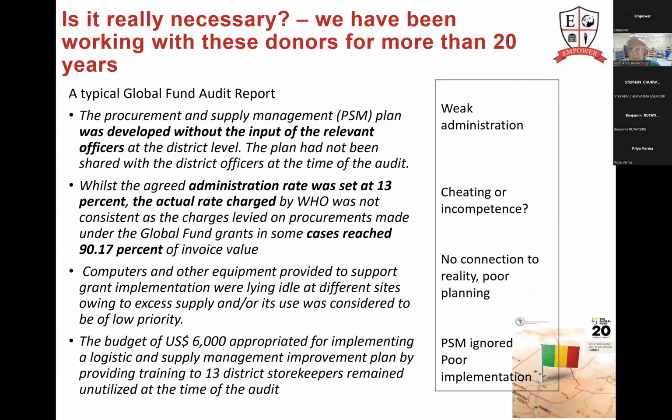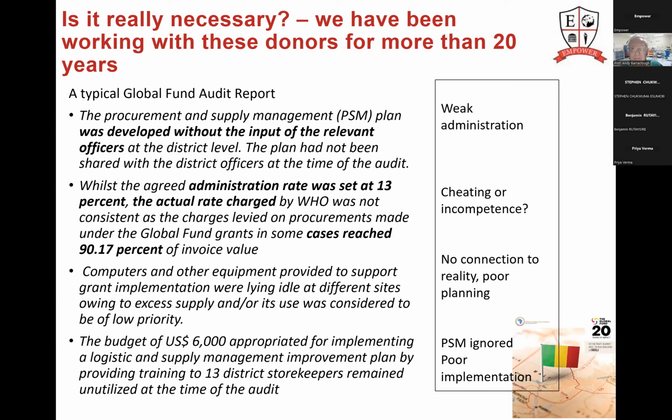Oh, we've been working with Global Fund for 20 years. Do we really have to go through all this every time we want a grant? Yes, you do. Because it's not getting any better. 20 years, it's not improving. We're still seeing really poor PSM plans. 50% of PSM plans are rejected the first time they're submitted because we have weak administration.